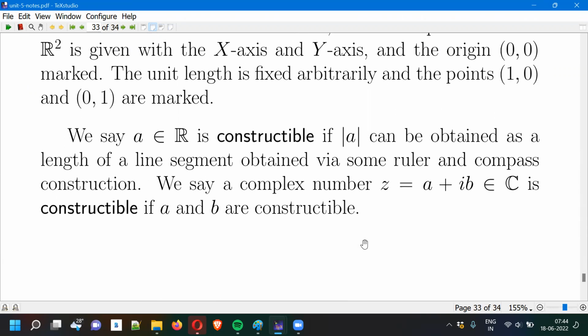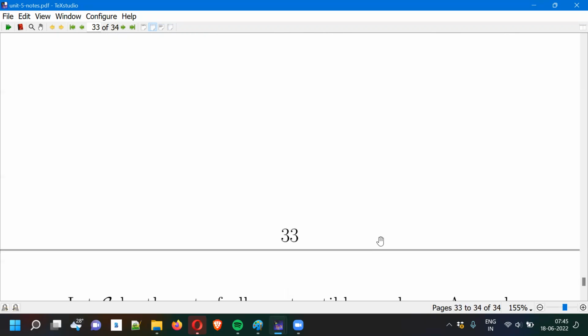This is about real numbers, and we say a complex number a plus ib is constructible if both real and imaginary parts are separately constructible. That is the definition. So a plus ib is constructible if a and b are both constructible as real numbers. That's all the basic definition.